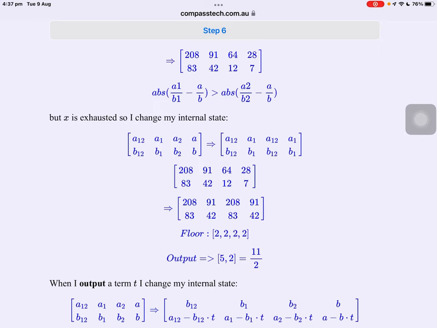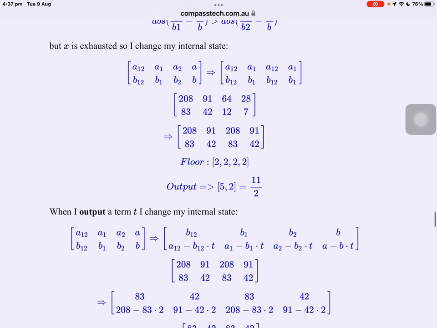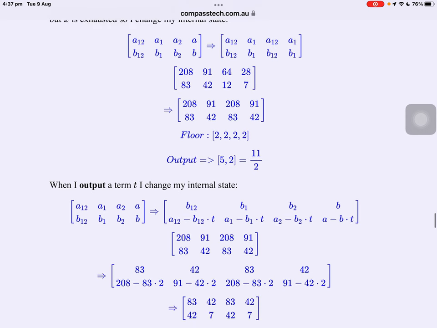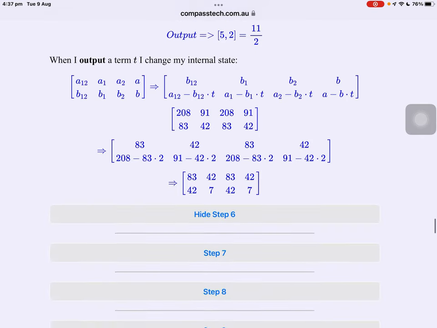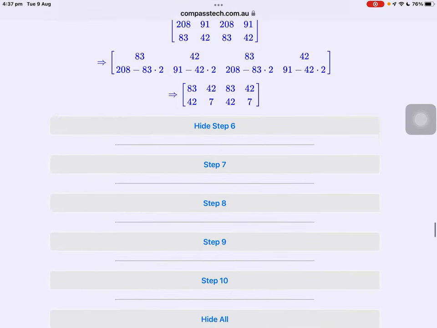We need an X term, but there are no more X terms, so I simply apply my transformation when X is exhausted, and I get bingo. My next output term is a 2. 5, 2 is the start of our continued fraction of the result, and that's 5.5, or 11 on 2. Transforms the matrix as shown.